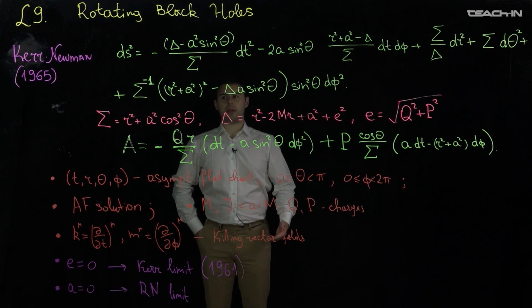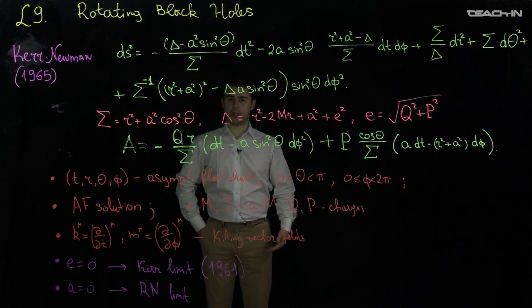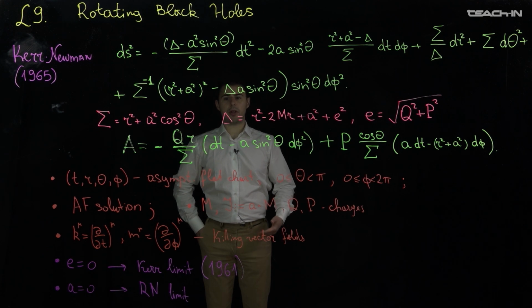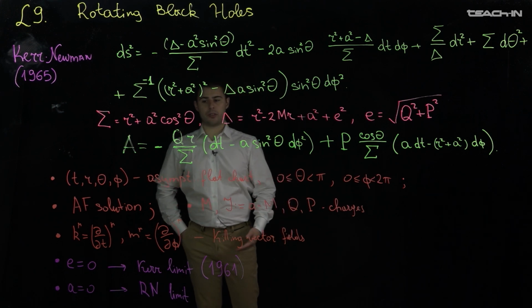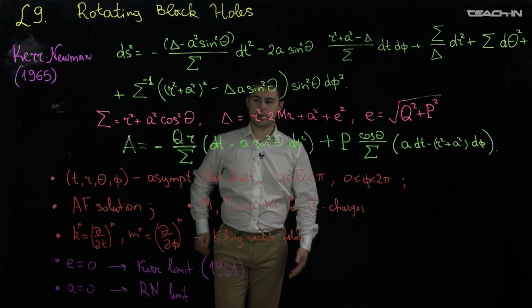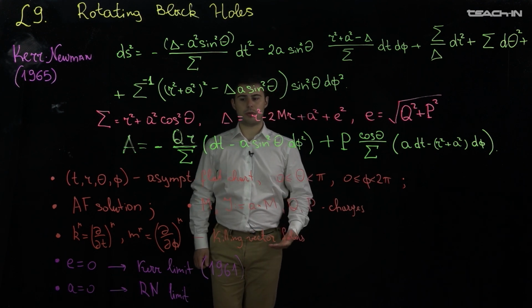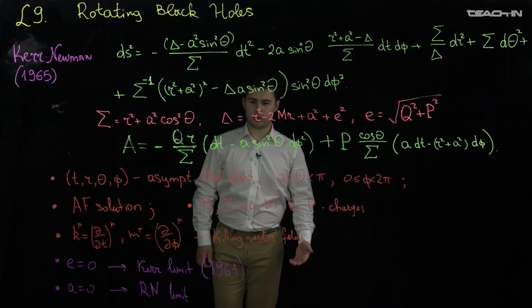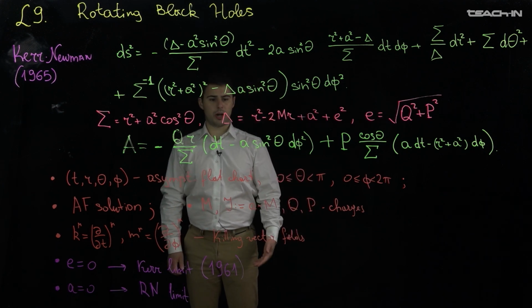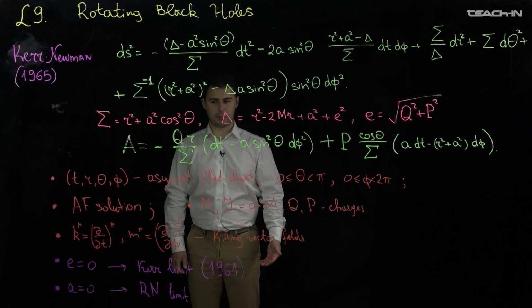So, the Kerr-Newman solution. As you can see, the Kerr-Newman solution is more complicated than the Reissner-Nordstrom one. Here, we do not assume the spherical symmetry. And the solution has only two Killing vector fields. The stationary one, d over dt, and the axisymmetric, which generates the 2 pi periodic rotation, d over d phi.